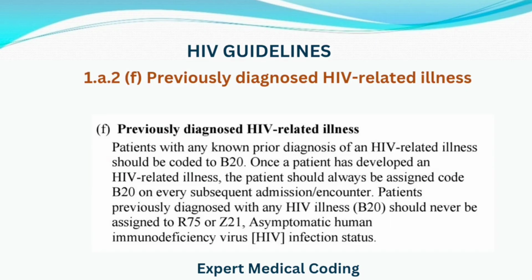Alright friends, so let's look at another key rule from the HIV guidelines. This one is about patients who already had an HIV related illness in the past. So let me read the guideline. Previously diagnosed HIV related illnesses. A patient with any known prior diagnosis of an HIV related illness should be coded to B20. Once a patient has developed an HIV related illness, the patient should always be assigned code B20 on every subsequent encounter. Patients previously diagnosed with HIV illness, B20, should never be assigned R75 or Z21.